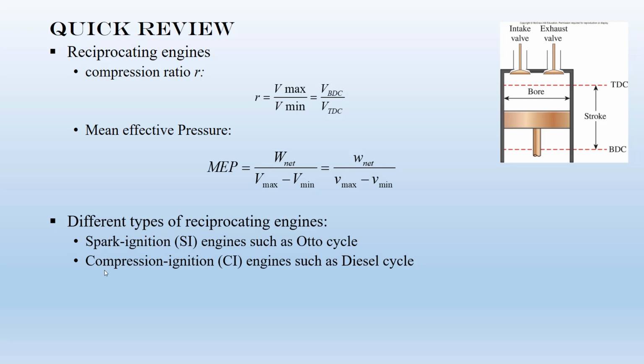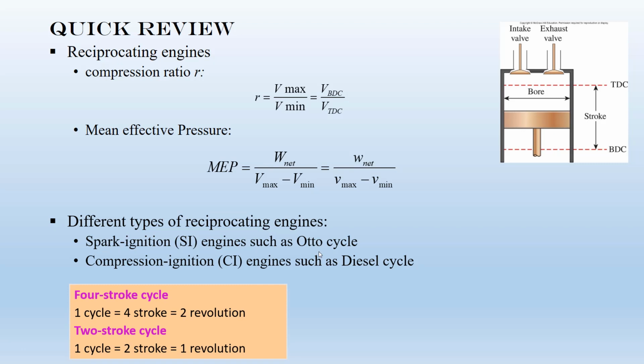For the first type of reciprocating engine, we normally use the Otto cycle, and for the second one we use the diesel cycle. And then you saw that a four-stroke cycle includes 4 strokes and 2 revolutions per cycle, and a 2-stroke cycle includes 2 strokes and 1 revolution per cycle.